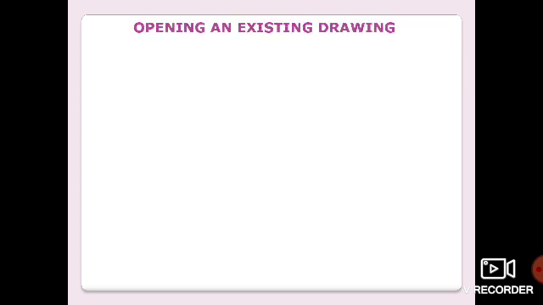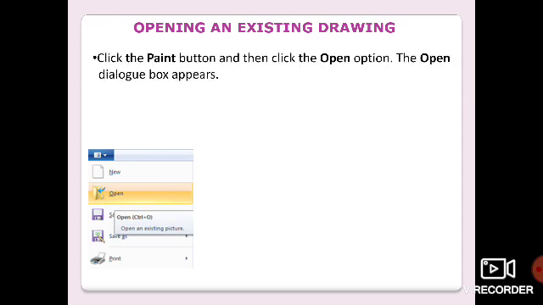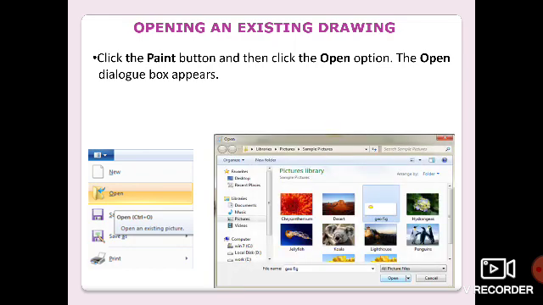Next, how to open an existing drawing. Again go to file menu and then click on existing, that is open file. So children, when you click on open here, again a dialog box appears, that is where you want to open the file, which file you want to open and where it is saved. You have to show it, isn't it?